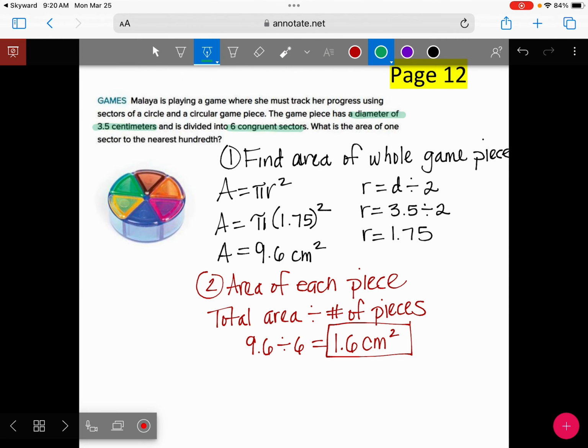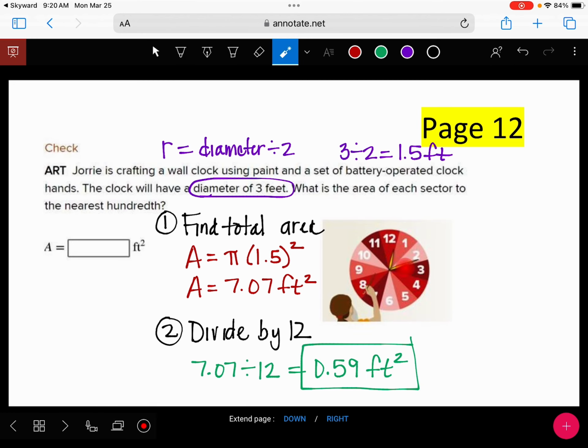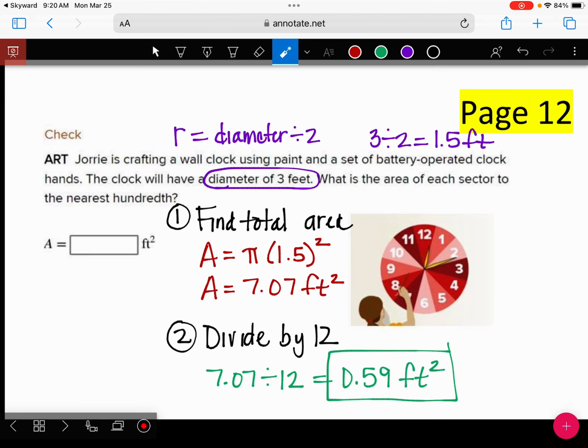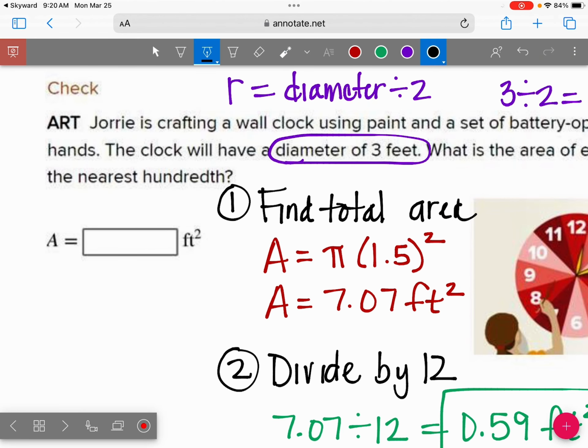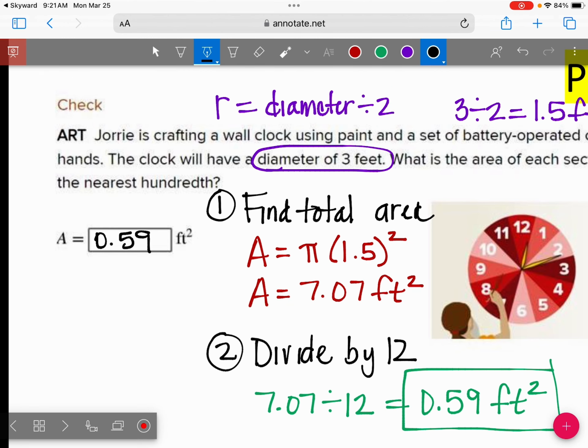The last one, if you go back to this one, this had only 6. See, there were 6, so we had to divide it by 6. But this one, there's 12. So I guess I should write it in this little box. 0.59.